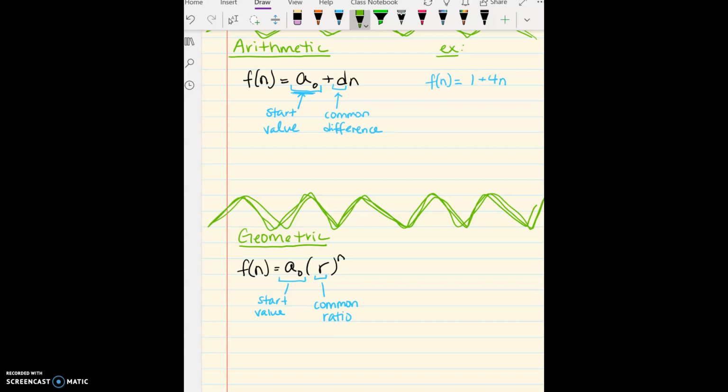So to go over an example using growing dots that we did today in class, we're still going to have f of n, or f of t is fine. Our start value for our number of dots, we started off with 3 dots. Our common ratio, what were we multiplying by each time? We were multiplying by 2. And we raise it to the power of whatever letter this is. So we raise it to the power of n. And that's it.